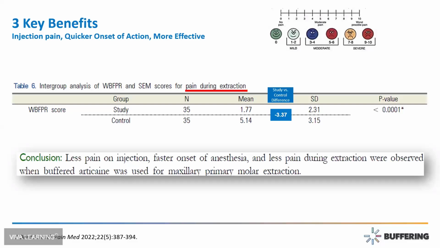Remember, the three benefits of buffering are onset time, pain upon injection, and making the local anesthetic work better for you. And this study clearly shows that you get better, more effective local anesthesia with buffering. The conclusion was less pain on injection, faster onset of anesthesia, and less pain during extraction were observed when buffered articaine was used for maxillary primary molar extraction. So a nice little study in some hard to numb, hard to treat individuals, that buffering did provide some significant benefit.